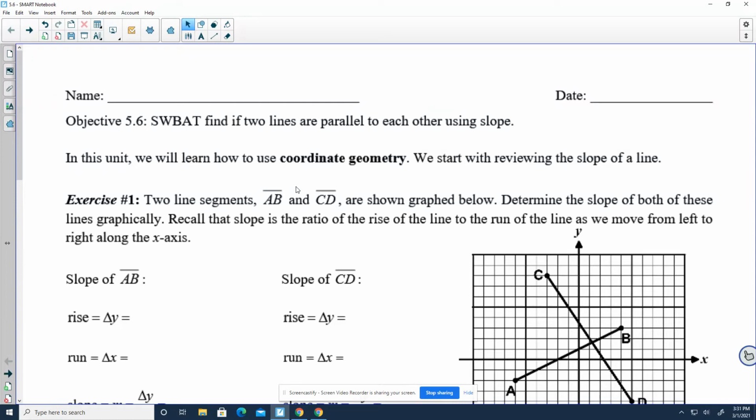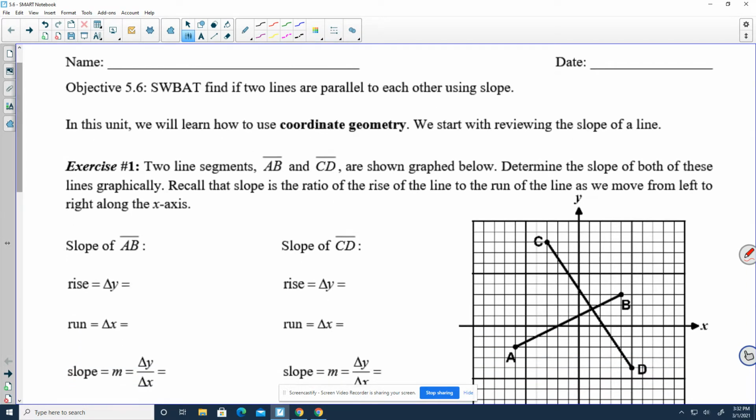All right, hello everybody. Today we're going to talk about objective 5.6, which is about finding if two lines are parallel to each other using slope. Yesterday on the Desmos we talked about parallel, perpendicular, neither, just given graphs. We talked about how we graph a line on the same axes, and then how we use that information to see if lines can be parallel, perpendicular, or neither. Today we're going to use our slope formula to do the same thing, except today we're only going to focus on parallel.